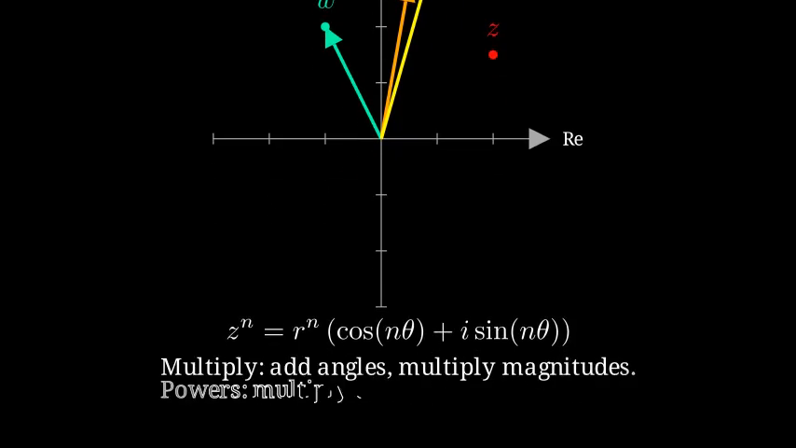So the key idea is this. In trigonometric form, multiplication adds angles and multiplies magnitudes, and powers multiply the angle and raise the magnitude. That's the algebra of complex numbers in trigonometric form.